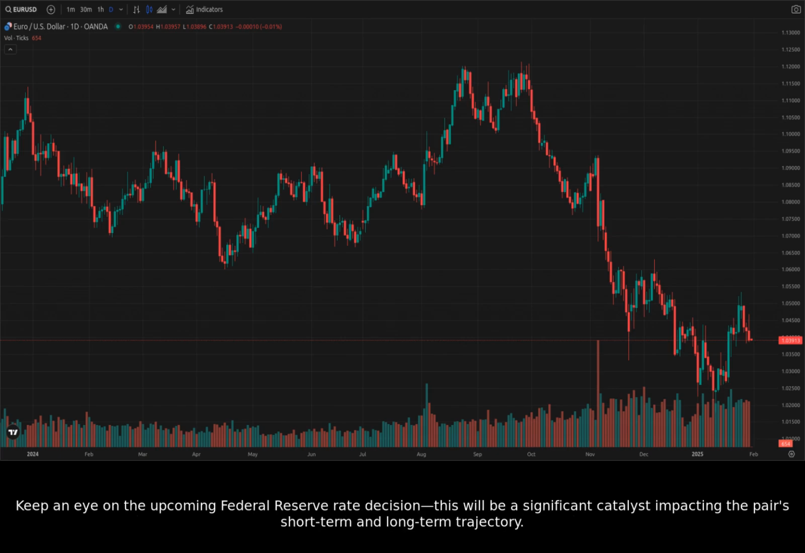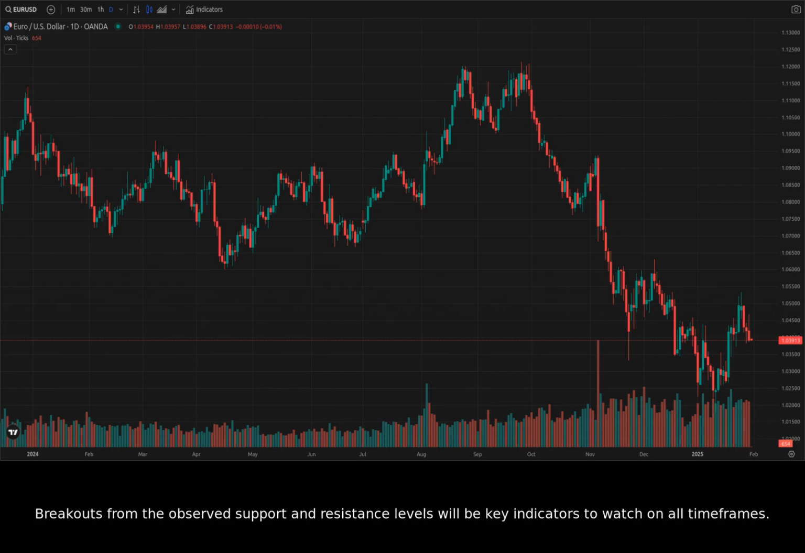Keep an eye on the upcoming Federal Reserve rate decision. This will be a significant catalyst impacting the pair's short-term and long-term trajectory. Breakouts from the observed support and resistance levels will be key indicators to watch on all time frames.